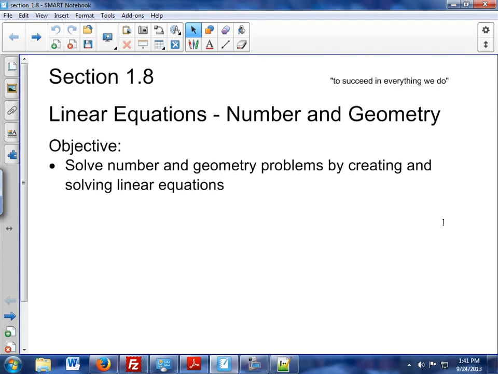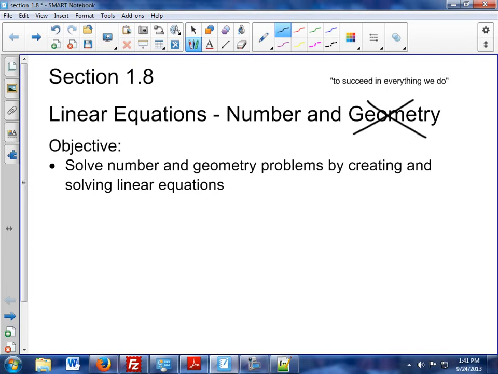All right, here we go. Section 1-A, linear equations, number and geometry. You can skip the geometry. I'm just not going to make you do that much more work. So for this year, we're just going to do this. There you go. Okay?